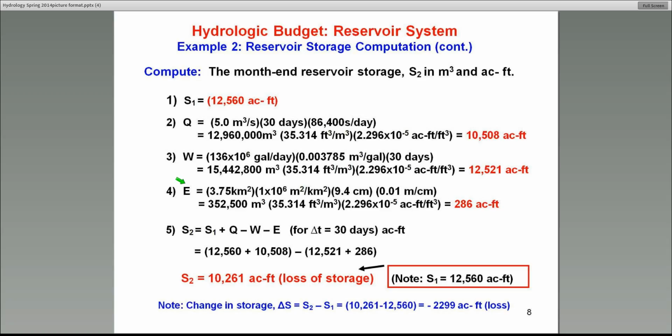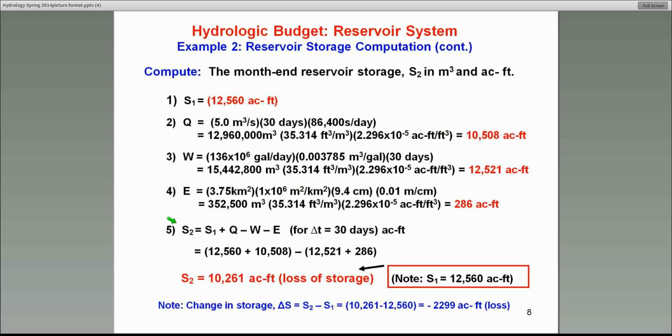In this case, I don't have any of those. I just have evaporation. So I've got basically 9.4 centimeters of evaporation, which translates into 286 acre-feet of water. And therefore, once I've got all these volumetric units, remember they're all volumetric units, because some were rate units that I converted over into volumetric units. And finally, I do the mass balance.